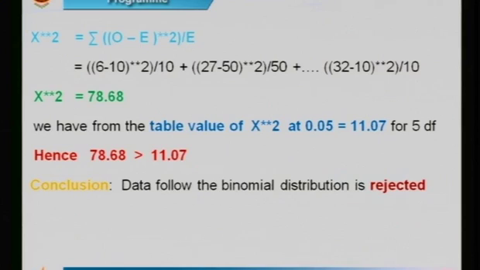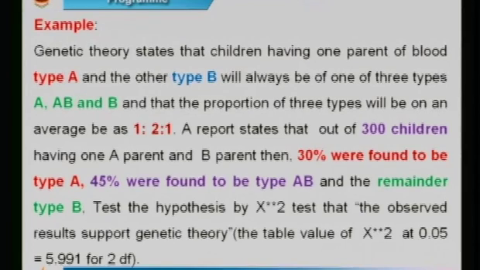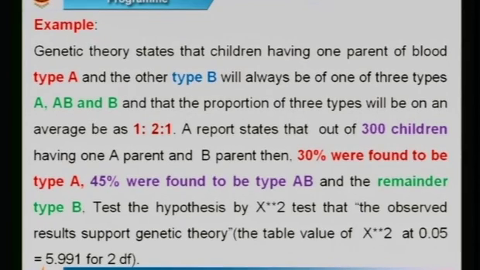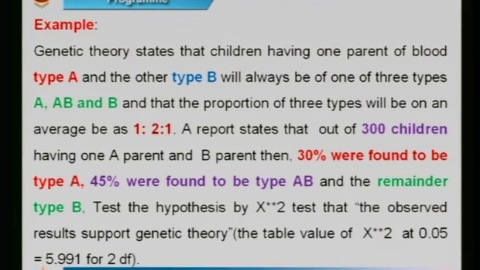Let us move on to another situation using a different type of calculation, with an application to genetics. Genetic theory states that children having one parent of blood type A and the other of blood type B will always be one of these three types: A, AB and B, and the proportion of these three types will be on average 1 to 1.